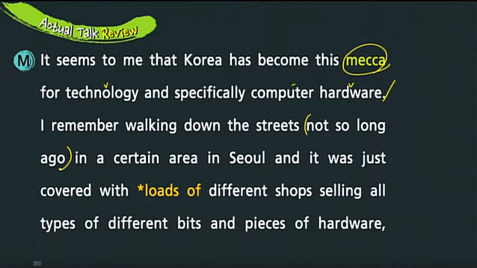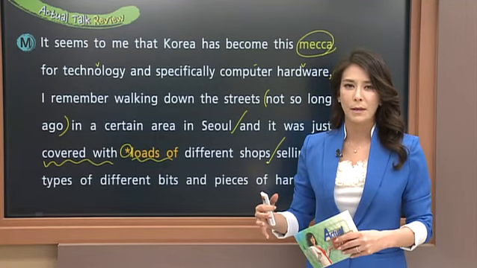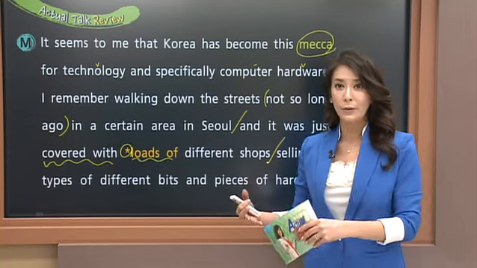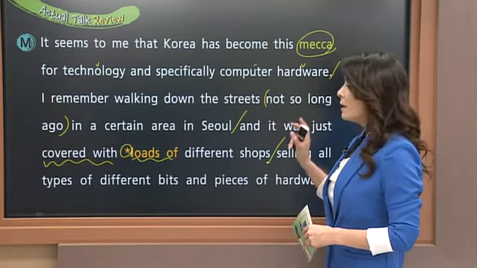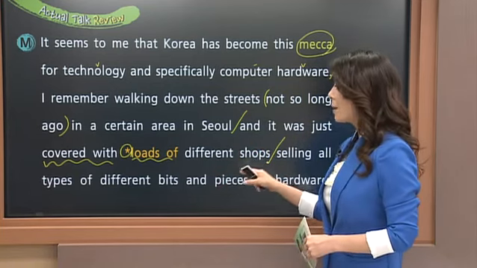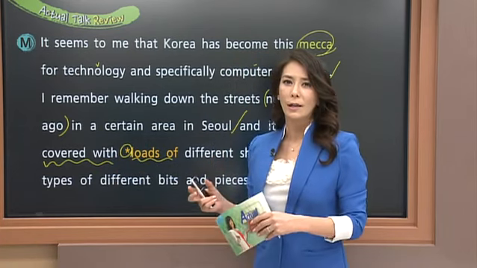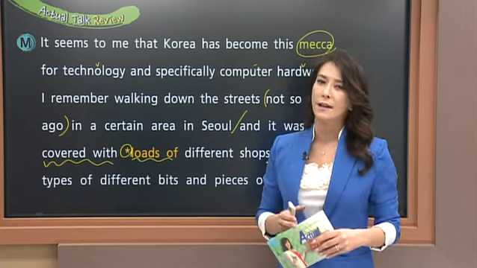So, previously, I guess, in a certain area in Seoul, and it was just covered with loads of different shops. All right, let's take a look. So he was walking down the streets in a certain area in Seoul, okay? Maybe a few days ago or just a week ago, pretty recently. But what happened? The streets were covered with loads of something, loads of different shops. If you say that something is covered with something, you're saying that there is a lot of something or there are lots of something.